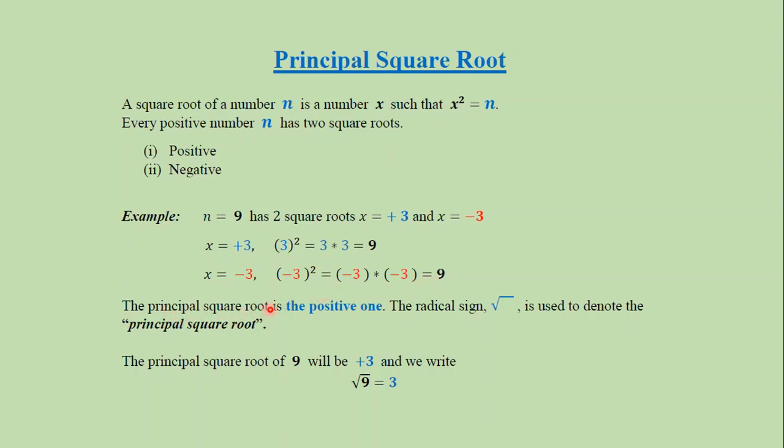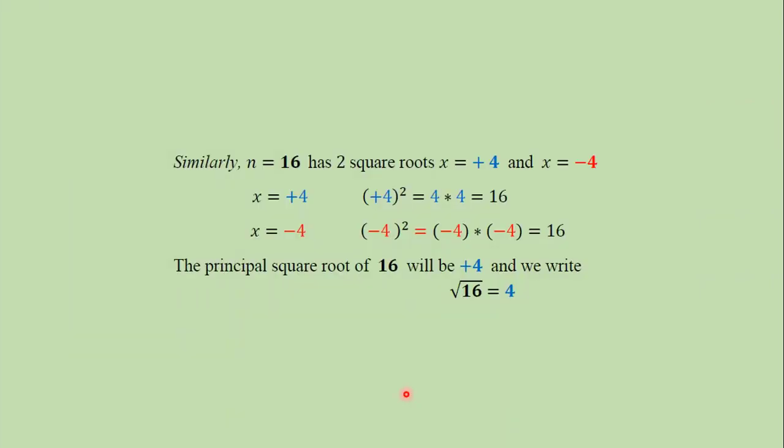The principal square root is the positive one. The radical sign, this is the radical sign, is used to denote the principal square root. So in our example, the principal square root of 9 will be positive 3. And we write square root of 9 equals 3. Let's take another example.